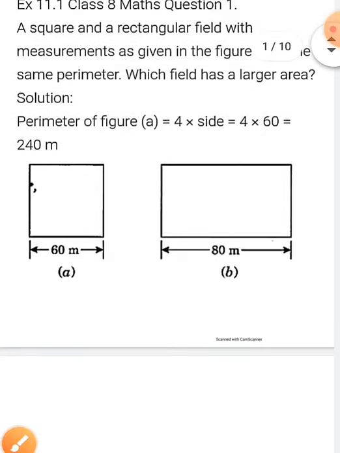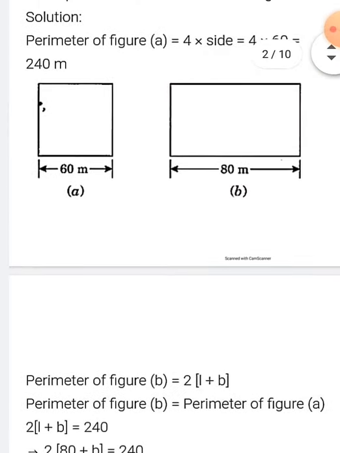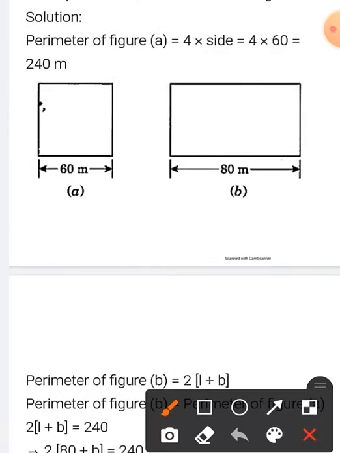So moving ahead with the solution part. Let us see the solution part. Perimeter of figure A. First of all, we will find the perimeter of figure A. Which shape is it? Square. So what is the formula for perimeter of square? Perimeter of square is 4 into side. What is the formula for perimeter of square? 4 into side or 4 into length. You can take anything. So 4 into 60.